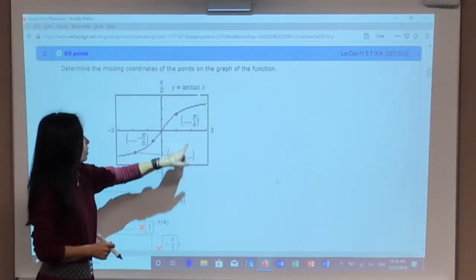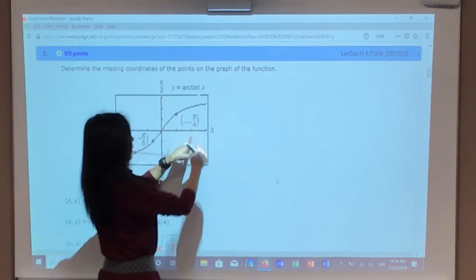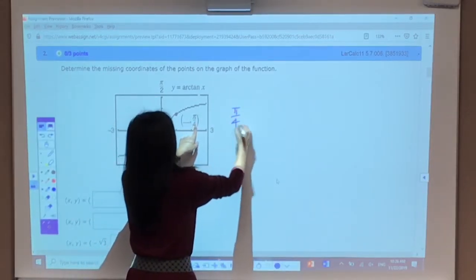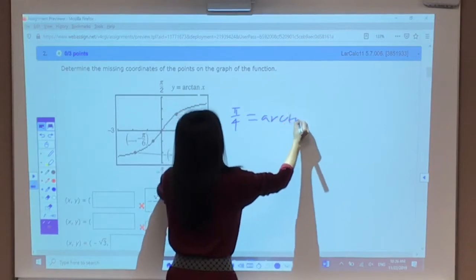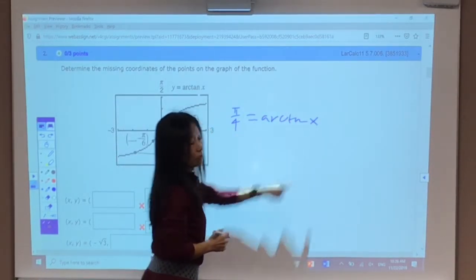Arctangent x, and you just plug it in. What number gives you pi over 4? That's what they're asking. They're saying, okay, pi over 4 equals arctangent x. So can you figure out what x equals? What would you do?